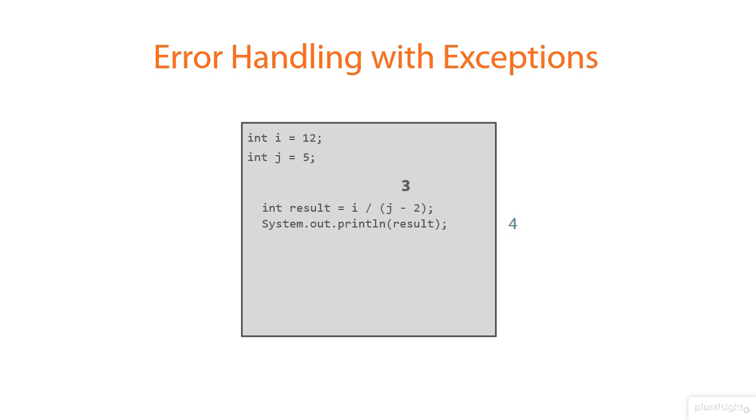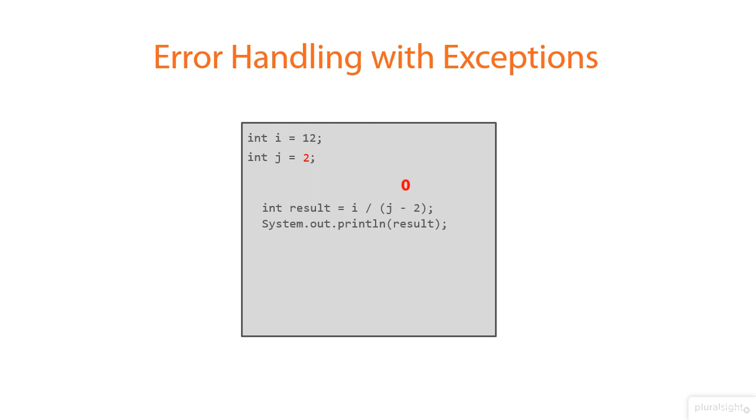Very simple. But let's make a really small change here. Let's change j from a value of 5 to a value of 2. Well, now if I subtract 2 from 2, I end up with a value of 0. It's not legal to divide by 0. So what would happen in this code is that as soon as I try to divide by 0, my program would just crash. What we want to do is code our programs up so that we can recover from scenarios like this, and that's where exceptions come in.